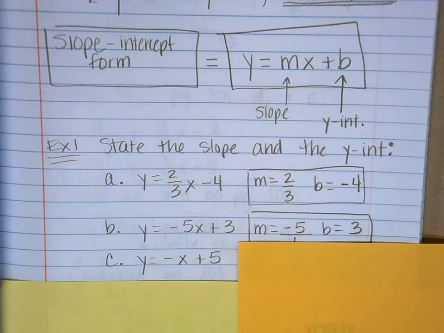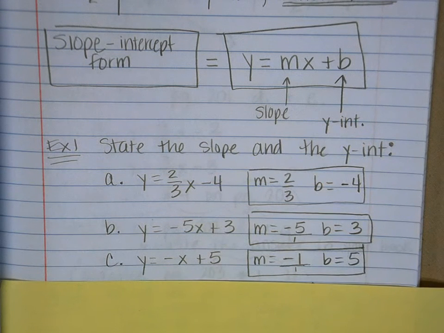Y equals negative x plus 5. I'm looking for the m, and I'm looking for the b. What do you guys think the m is? Negative 1. Good. There's no 1 there, but it's like imaginary. And what's the b? 5. Perfect. You guys are smart.